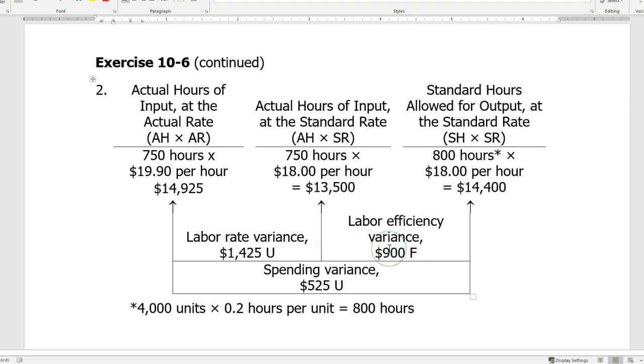Subtract and find the difference. And since the labor rate variance, which is unfavorable, is larger than the efficiency variance, which is favorable, we have a spending variance overall of $525 unfavorable.